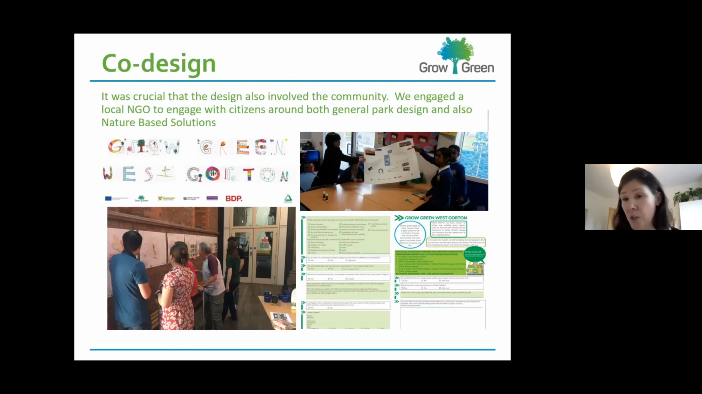So we took the opportunity to consult with them both around general park design. Obviously they wanted play facilities, things like that, but also to have conversations with them about what their understanding was about nature-based solutions. And we did find that biodiversity was important to local residents.